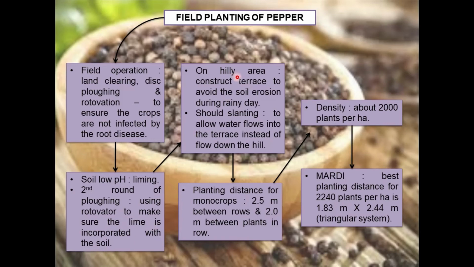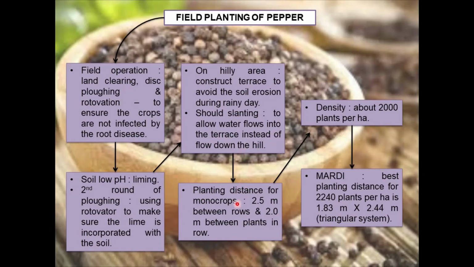If the pepper is planted on a hilly area, then we should construct terraces to avoid soil erosion on rainy days. The terrace should be slanting to allow water to flow into the terrace instead of flowing down the hill.